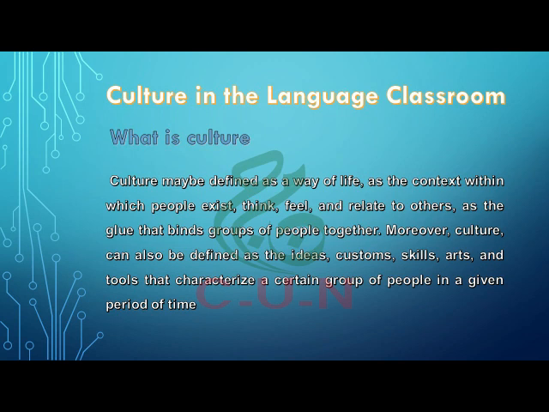So, first of all, we have to define culture. Culture may be defined as a way of life, as the context within which people exist, think, feel, and relate to others, as the glue that binds groups of people together. Moreover, culture can also be defined as the ideas, customs, skills, arts, and tools that characterize a certain group of people in a given period of time.